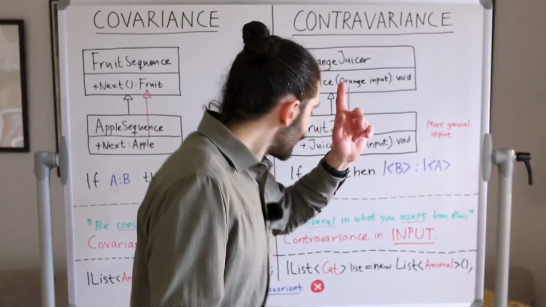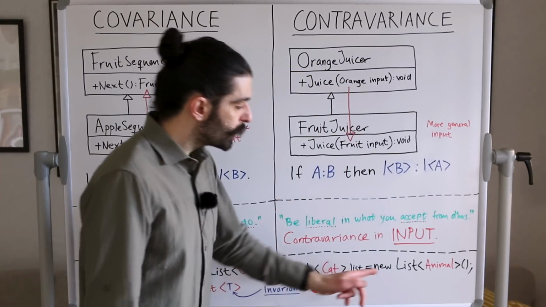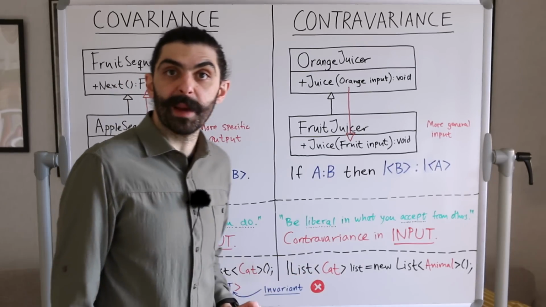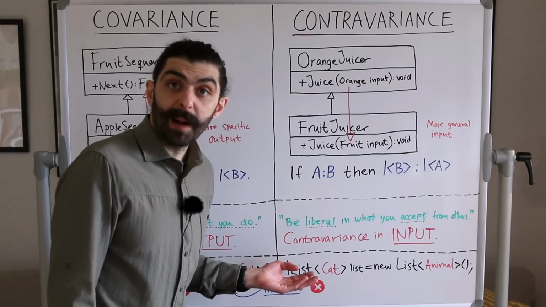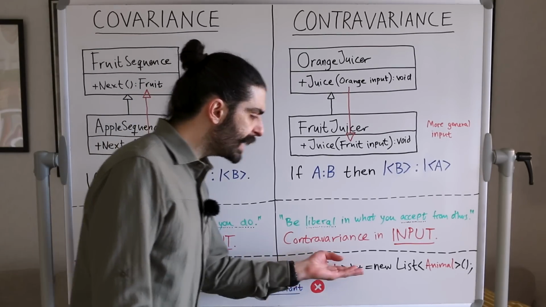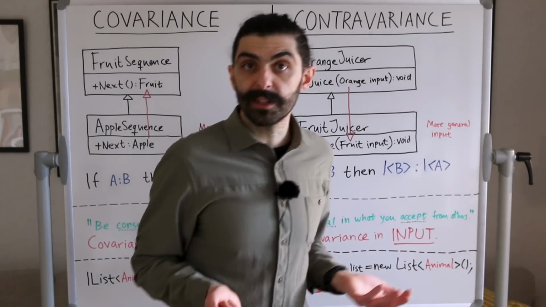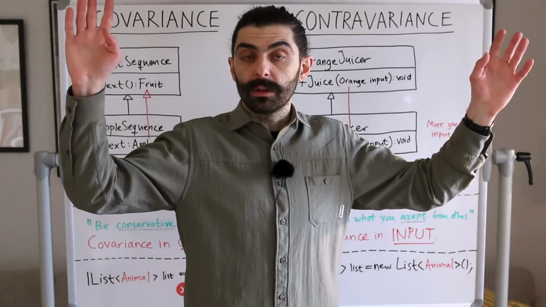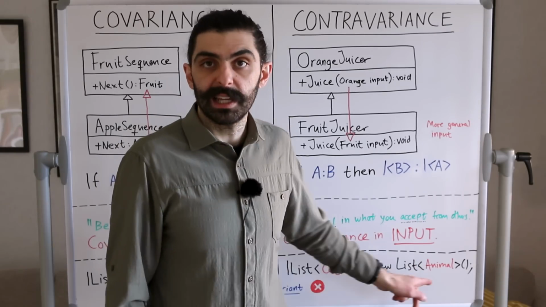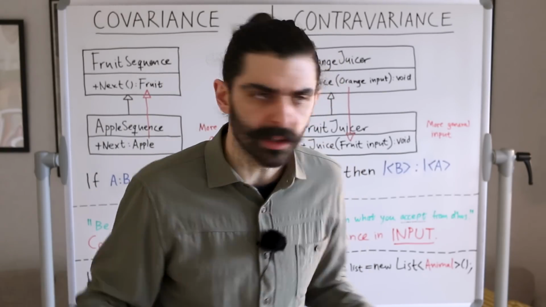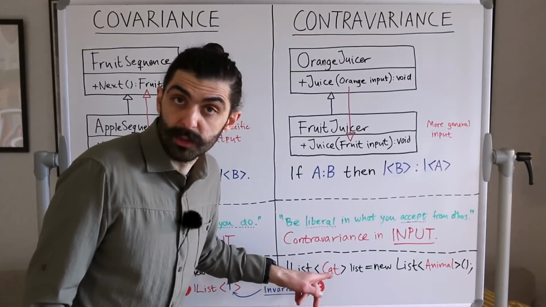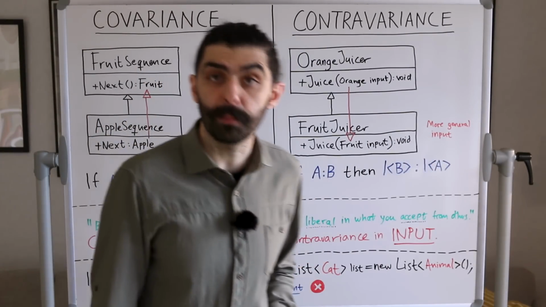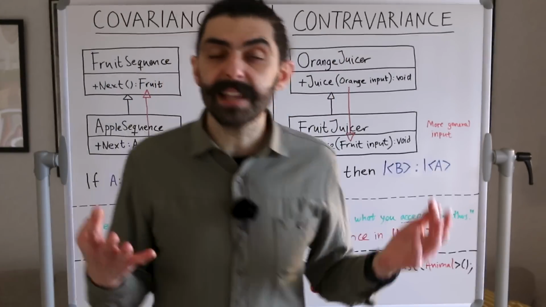Let's flip it around. Let's assume that it was possible to use a list of animal where a list of cat was expected. Contravariance. Since the compile time type is list of cat, we assume that we can put cats into this list. And since our runtime type is list of animal, something more general, then we can actually put any animal into this list. But since cats are animals, that also means that the object supports cats. So this is fine. If you're using the type parameter as input, then contravariance is safe.